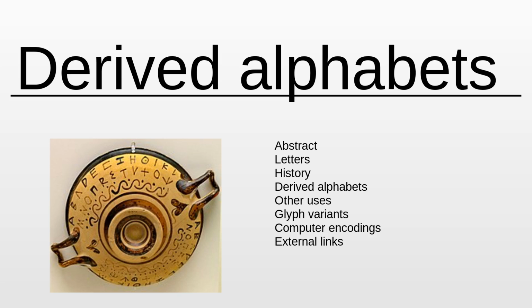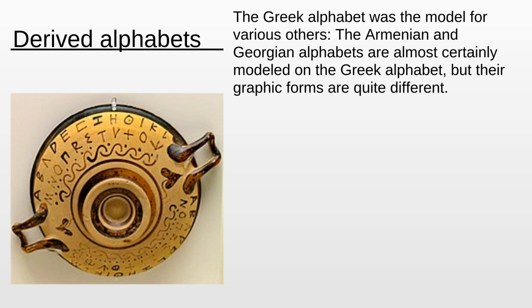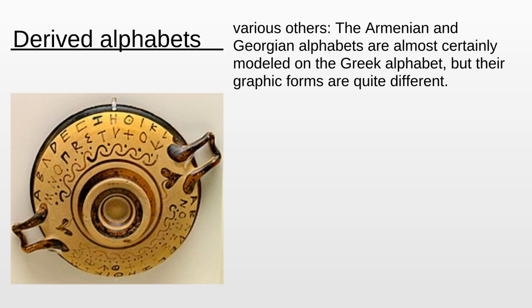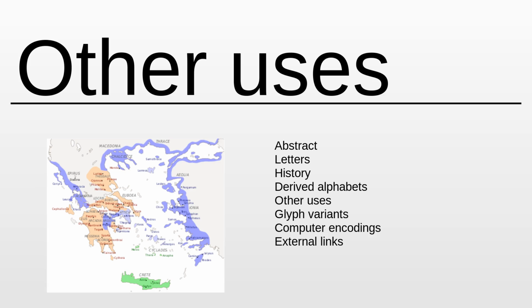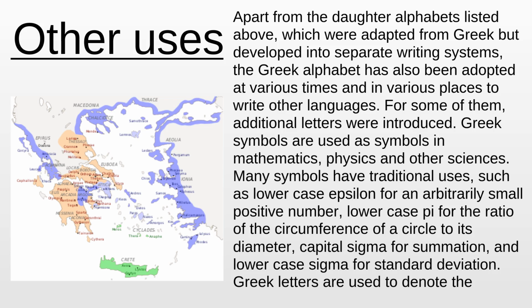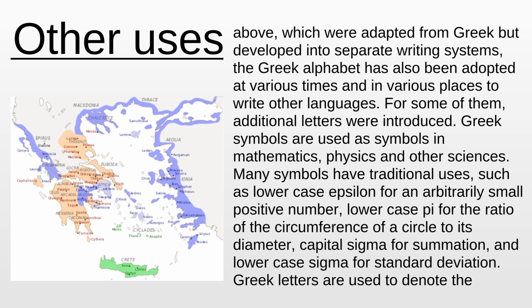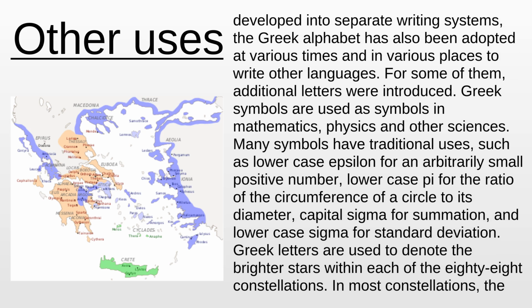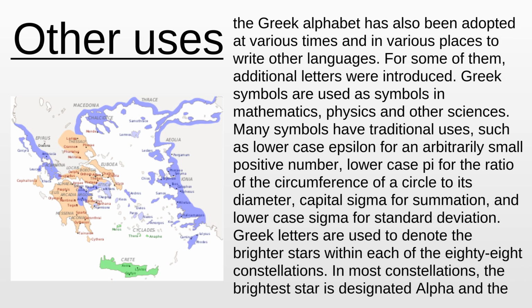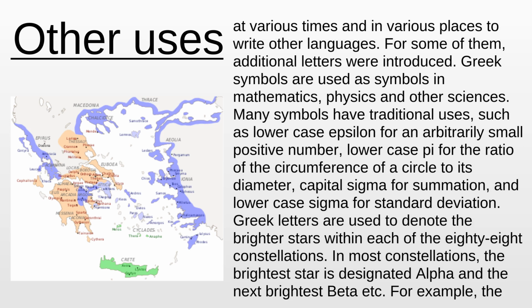Derived alphabets. The Greek alphabet was the model for various others. The Armenian and Georgian alphabets are almost certainly modeled on the Greek alphabet, but their graphic forms are quite different. Other uses. Apart from the daughter alphabets listed above, which were adapted from Greek but developed into separate writing systems, the Greek alphabet has also been adopted at various times and in various places to write other languages. For some of them, additional letters were introduced.